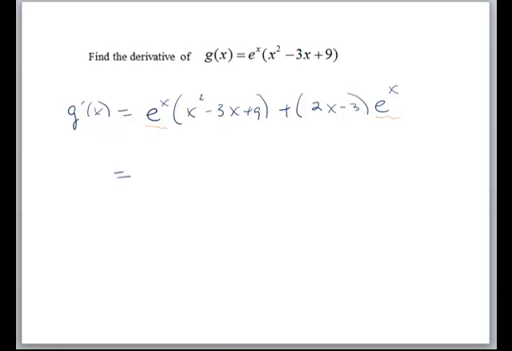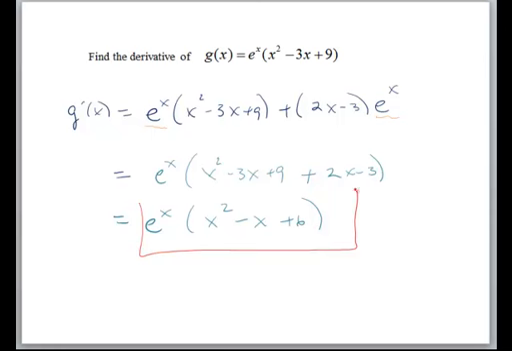So when I take out my e to the x, I'm left with x squared minus 3x plus 9 plus 2x minus 3. And now combining those like terms, I have x squared minus x plus 6. Usually if you're given a polynomial, you will factor this to see if it'll factor any further. I checked it and it will not break down anymore. So we are finished.